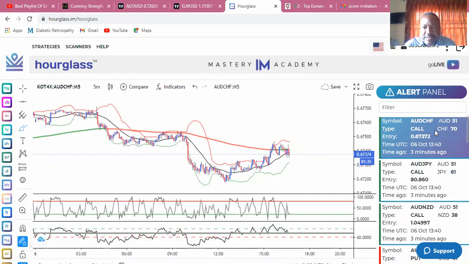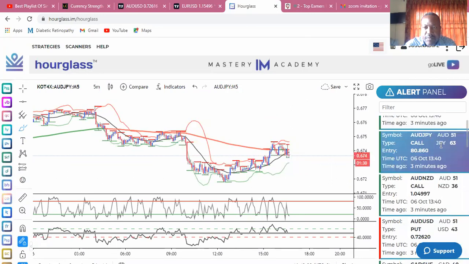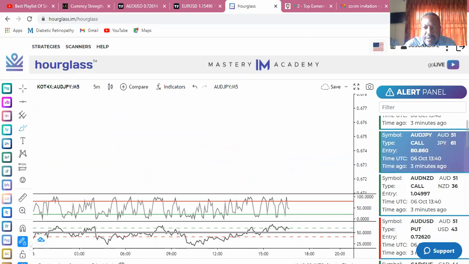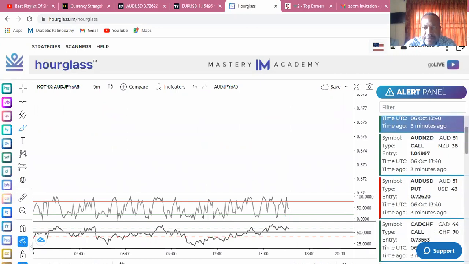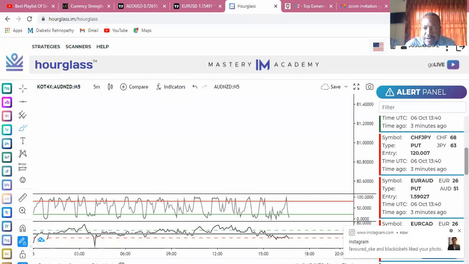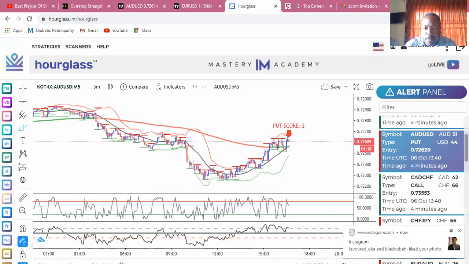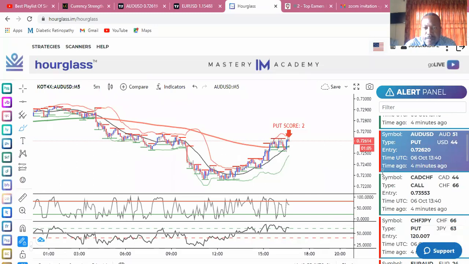Let me see some other pairs just for the sake of explanation. Let me see if there is any other pair. We have about 1.5 minutes. Let me see if there is any other pair that can really show us what we are looking for, so that it's very, very simple. Now on AUD USD, what we're just waiting for is for this stochastic to come down here.